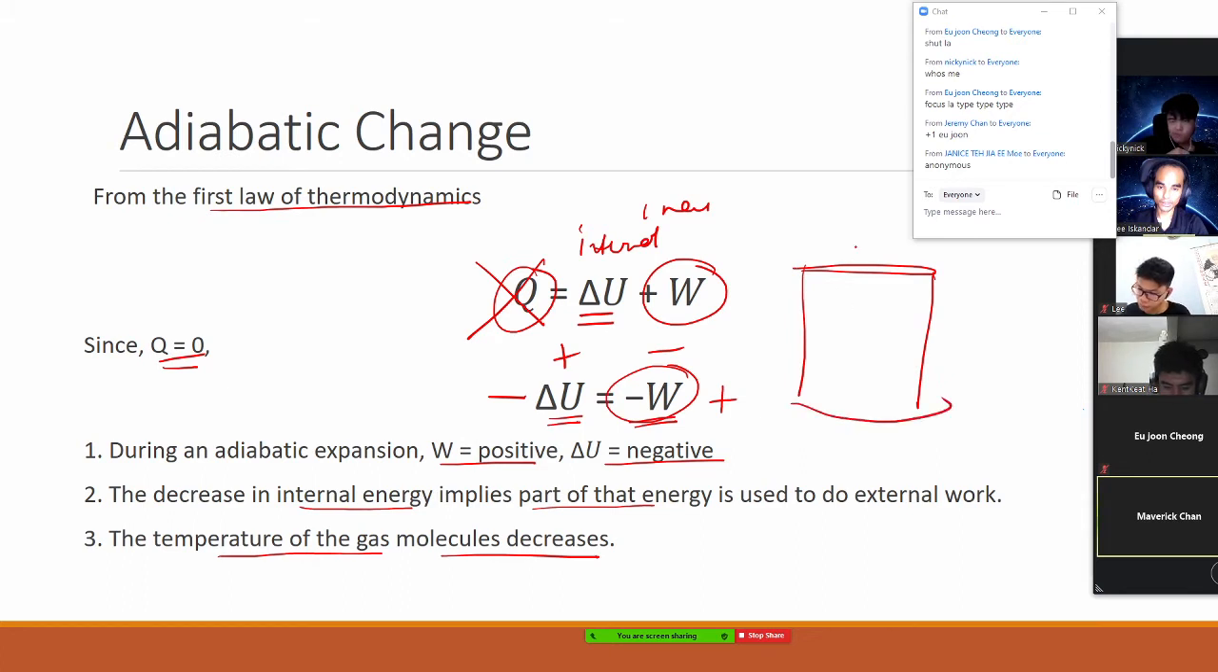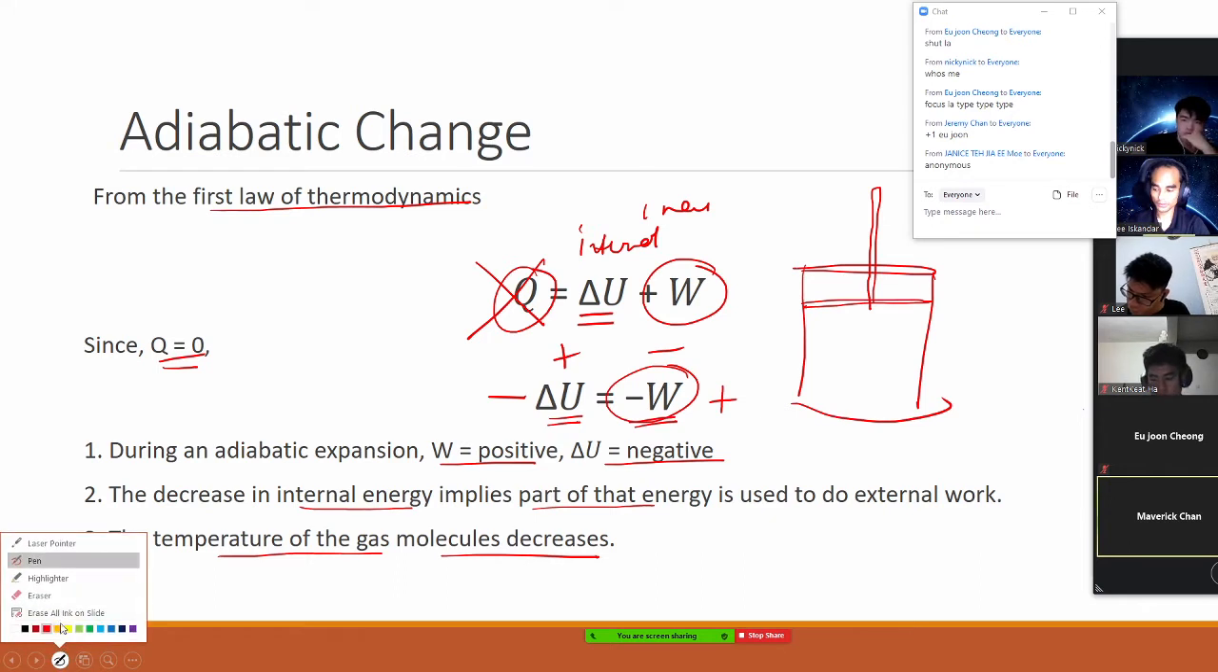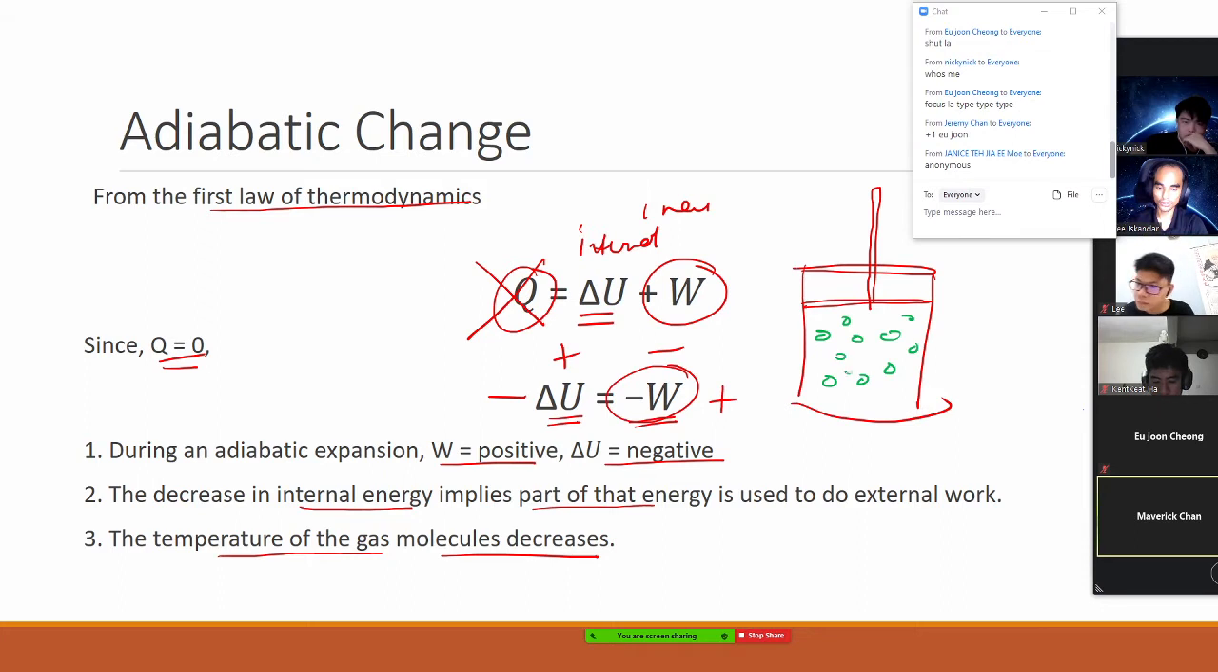We have a container, we have a piston over here, and we have a lot of molecules inside the container. Because it has a lot of space, Brownian motion, we have a lot of space. So the temperature, the kinetic energy EK will be lesser, because it has a lot of space to move.